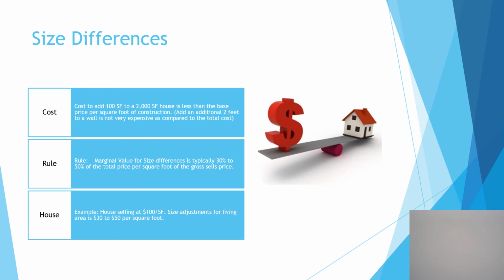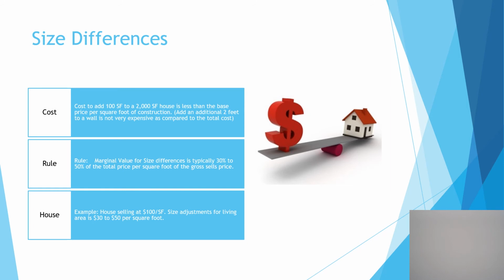We oftentimes see people who look at the total sales price per square foot and try to impute that price per square foot to the size difference of a home. Well, the thing that we sometimes fail to recognize is that total sales price per square foot takes into account the lot, the garage, the landscaping, and all of these other elements.